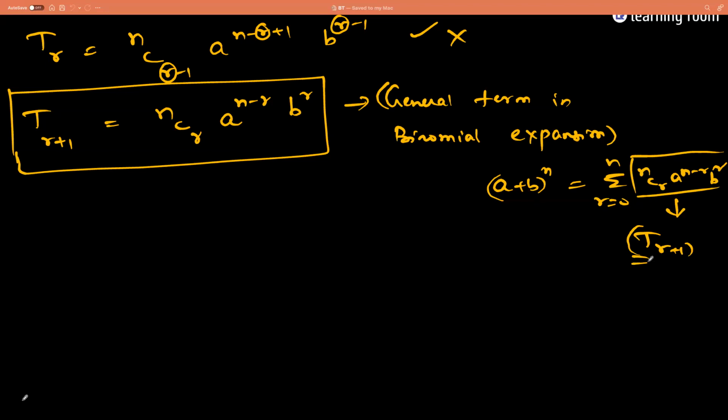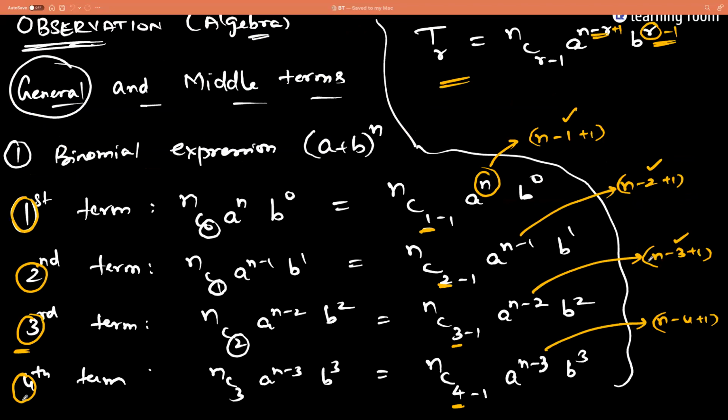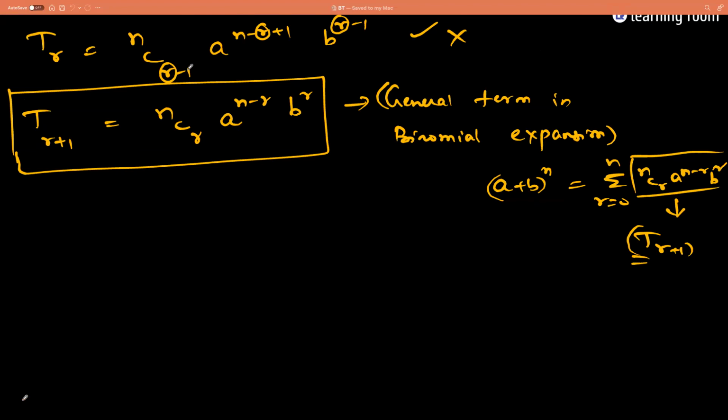Right. Now the next question is, I spoke about the general term. My job is done. Now I'm talking about middle terms. I never said middle term, I'm saying middle terms, meaning I have more than one middle term depending on the possibility of the outcome.